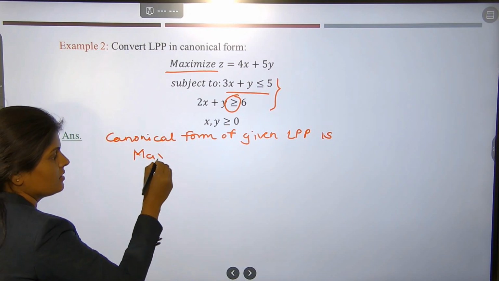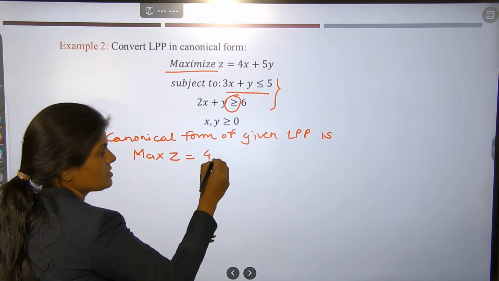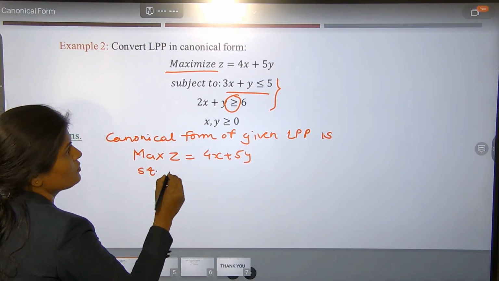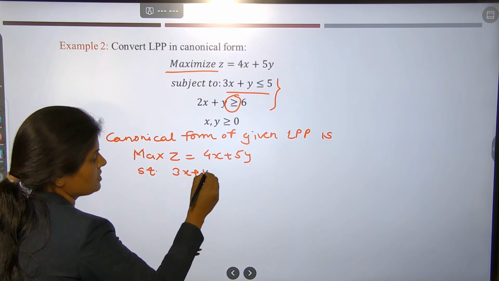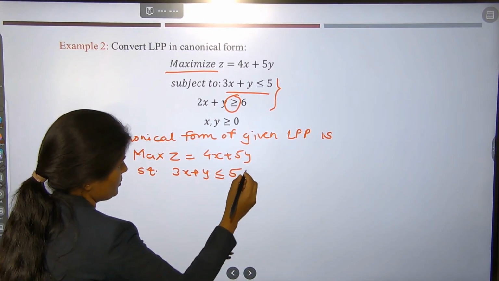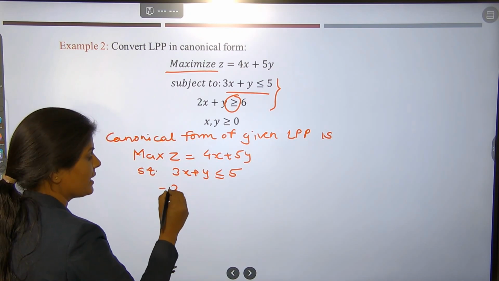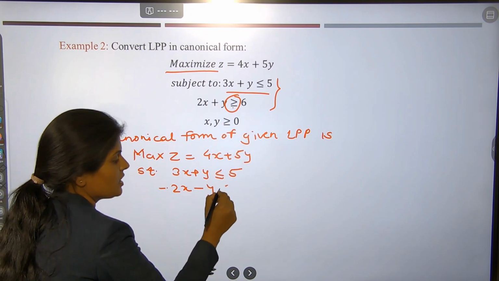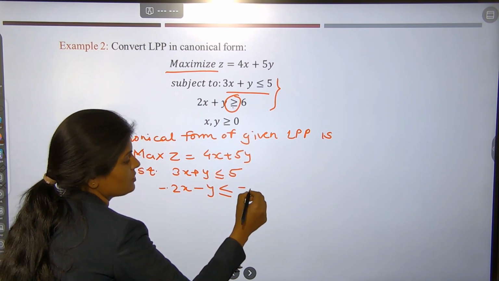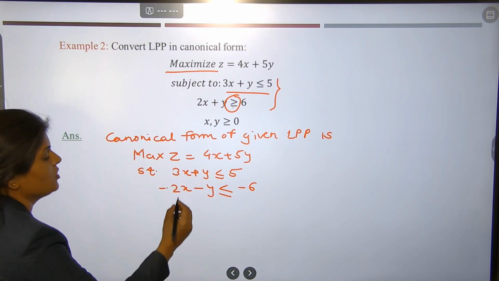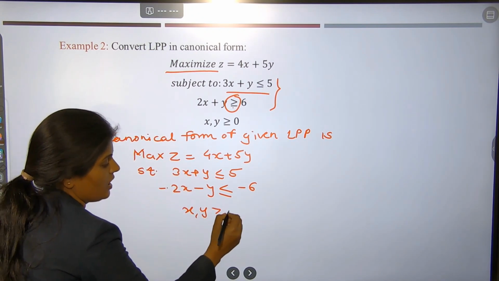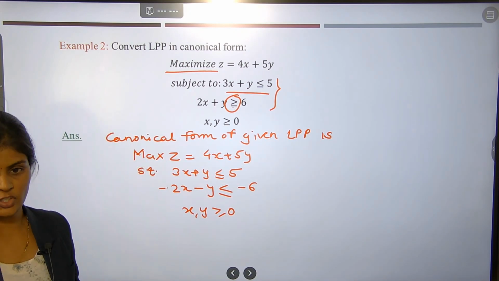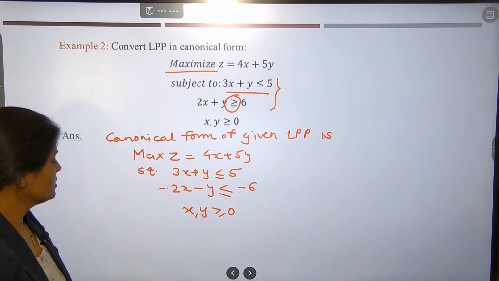maximize Z equals 4x plus 5y subject to, first constraint remains as it is, meaning 3x plus y less equal 5, and the second constraint is minus 2x minus y, and this greater equal sign converts into less equal, and this is minus 6. The non-negative conditions, meaning the third condition, are also satisfied. So this form is called the canonical form of the given LPP. So take another example.